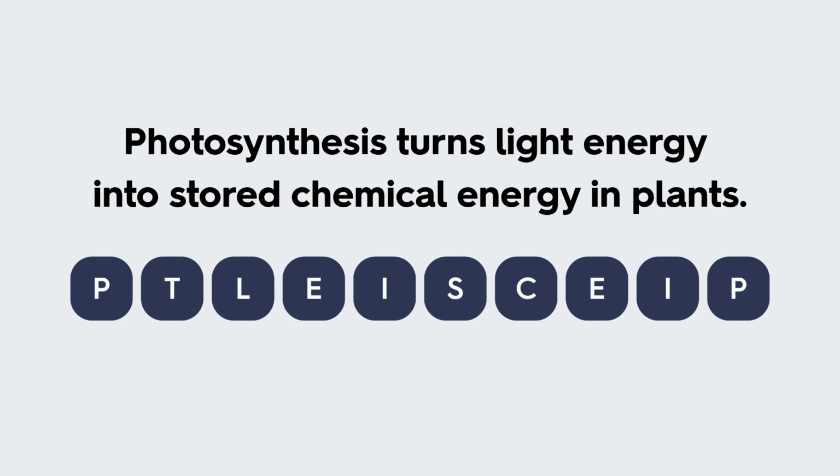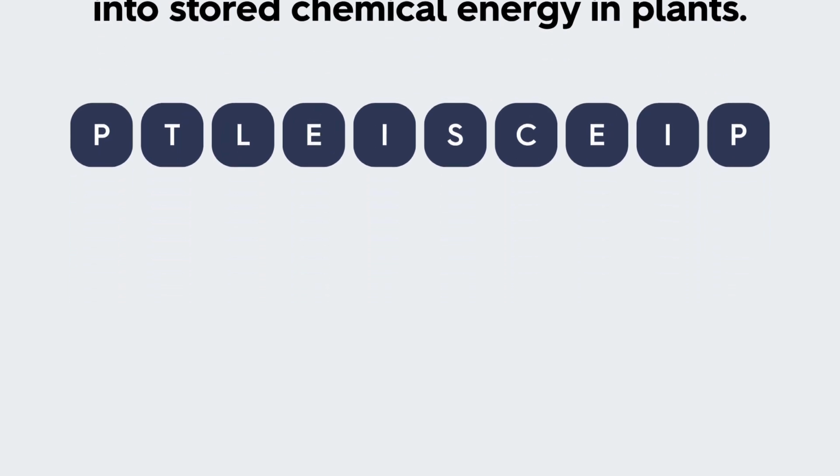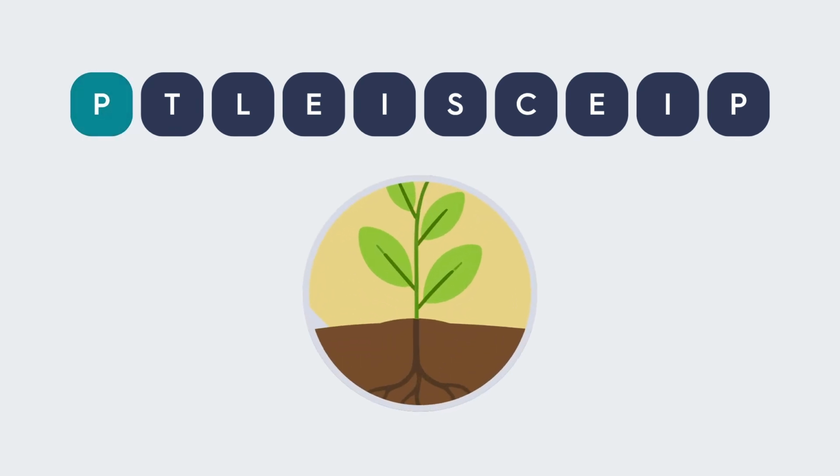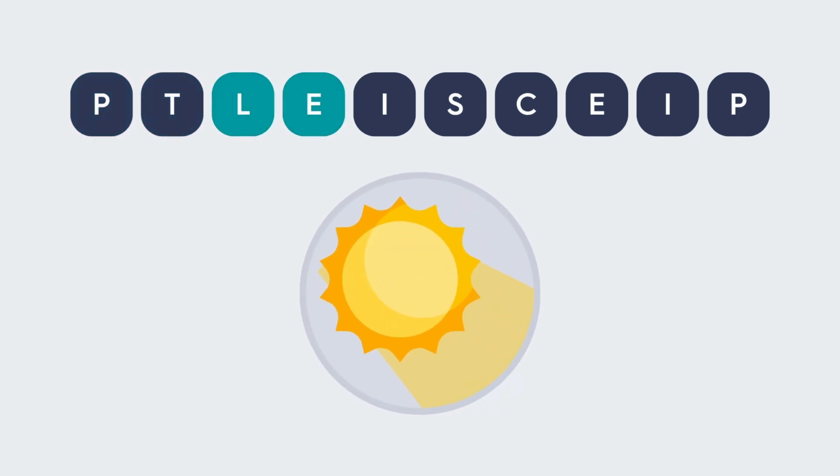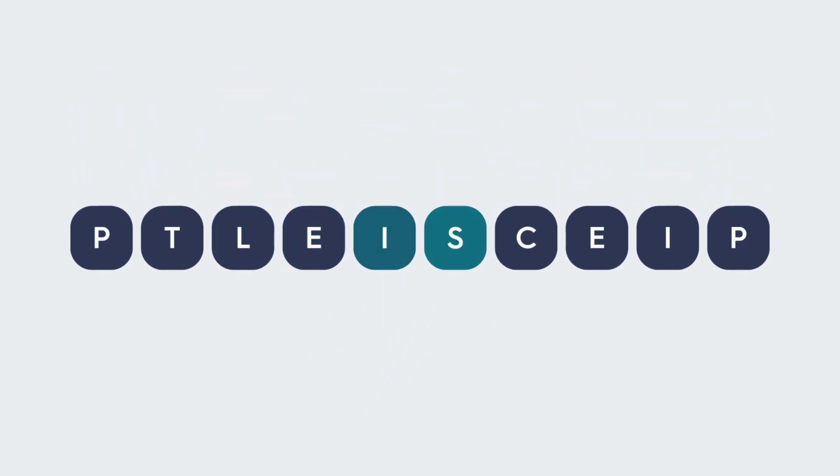Becomes PTLEISCEIP. Now practice from the cue line. P can cue photosynthesis, T can cue turns, LE can cue light energy. Each letter nudges the next word forward as you practice.